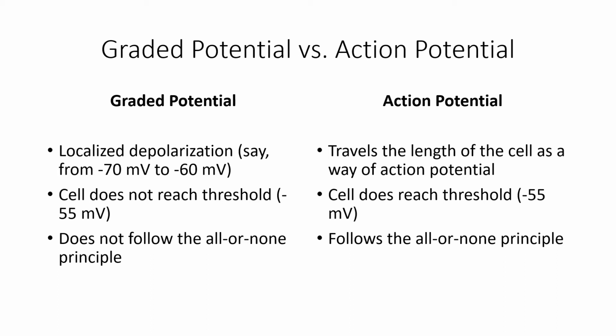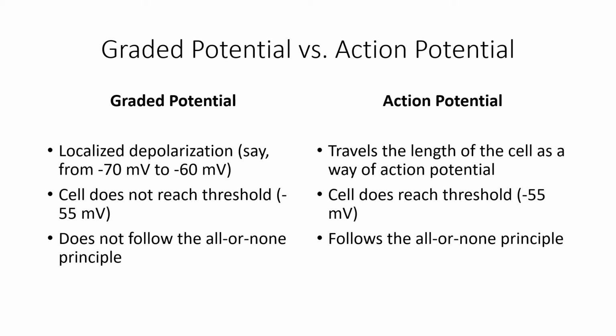Now, by contrast, an action potential travels the length of the cell as a nerve impulse. This occurs because the cell does reach threshold at -55, which guarantees that we're going to follow the all or none principle. So let me give you a couple of examples to explain how this works.